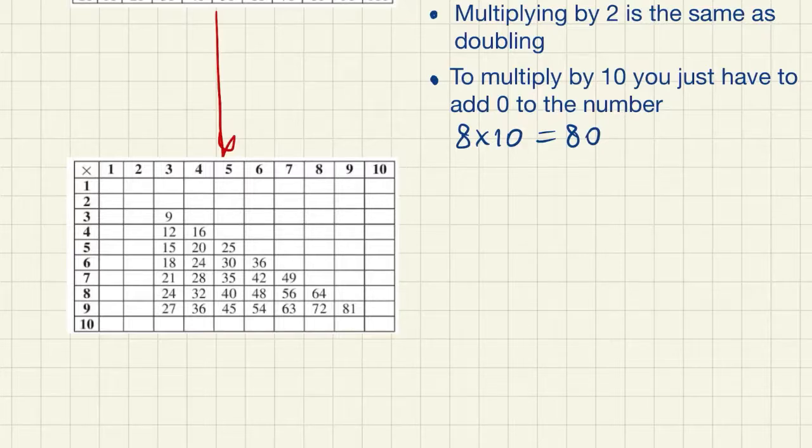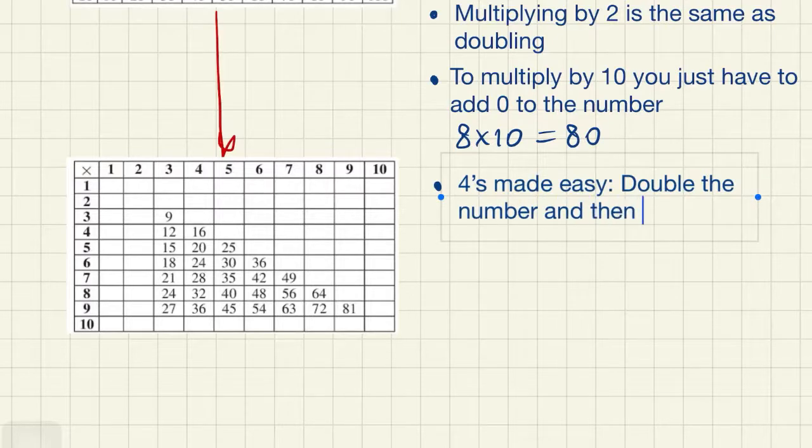But wait for it, there are more facts that will make it easy for you. So another fact is we can make 4s easier. 4s made easy. So to make 4s easy, you just have to double the number and then double it again. That's 4s for you.